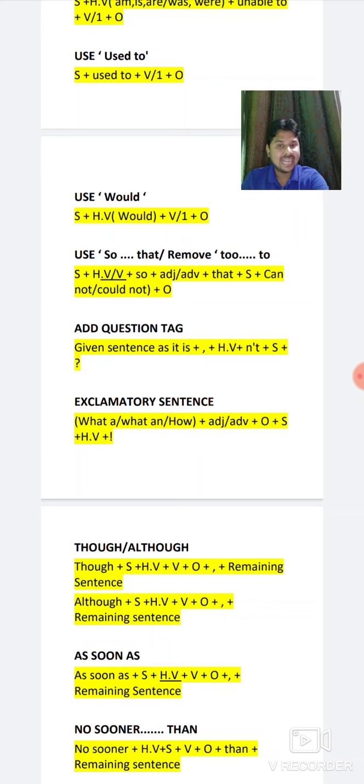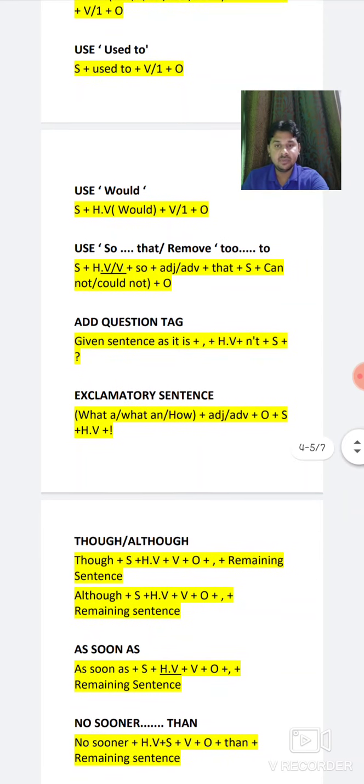After that, another subject you have to add, after the subject can or could, according to the helping verb and the proper use of positive and negative. See whether the sentence is positive or negative, and according to that use not or remove not. At last the object is there. Let me explain it in an easy way. Subject, after that helping verb or verb, plus so, plus adjective or adverb, plus that, after that subject, can, could, after that not, and at last the object.